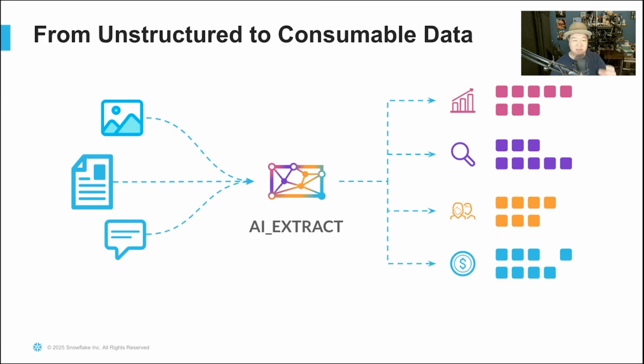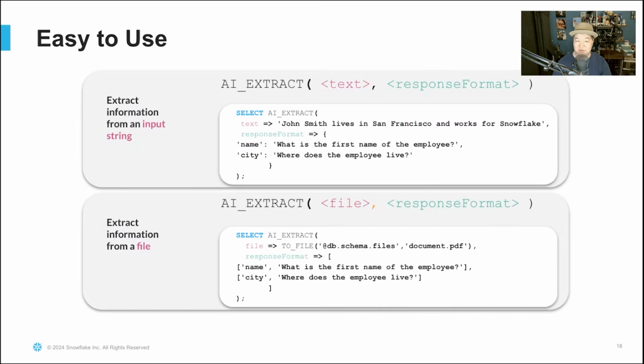I'm going to go back and talk about AI Extract again. The reason I wanted to come back to this is it has so much potential and possibility. It is very easy to use. The one we're familiar with was either we gave it a file or a text, and we can ask it for certain information points, and then we can get that.